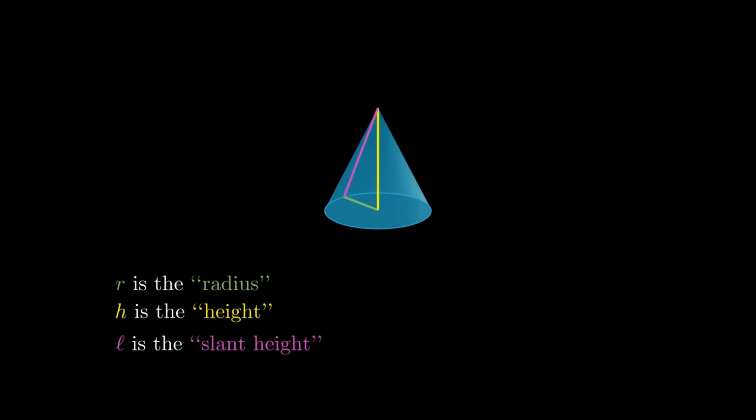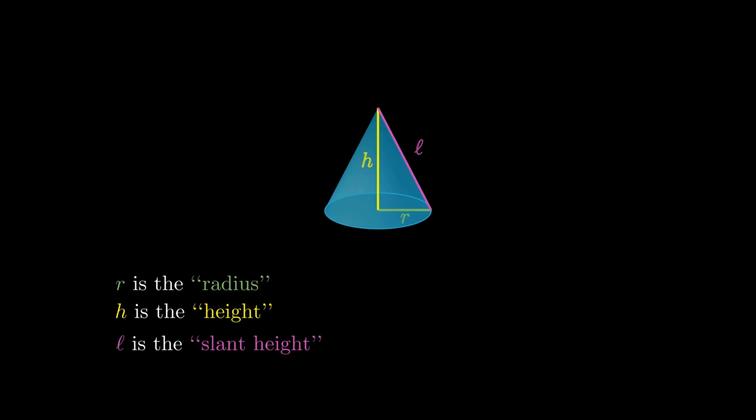So here we have the radius for the circle, which we call r. Then from the middle of the circle straight to the top, we call the height, which is h. And then the slanty one we call the slant height, and we label that with an L. So there they are. And we don't really need to know all three of them all the time.